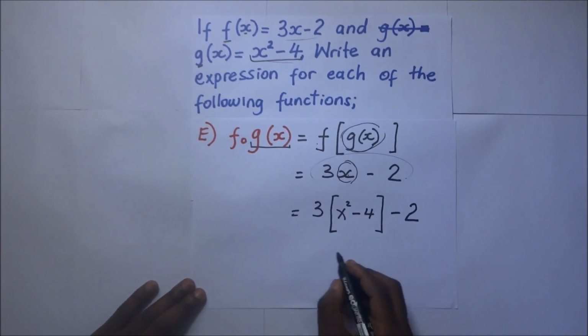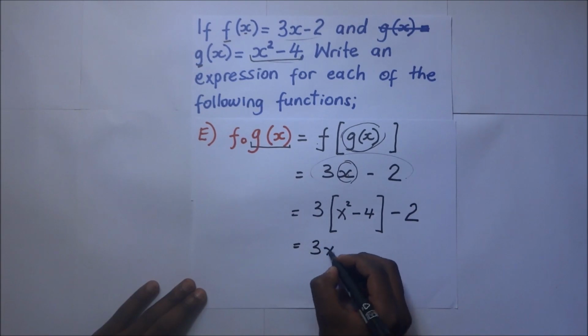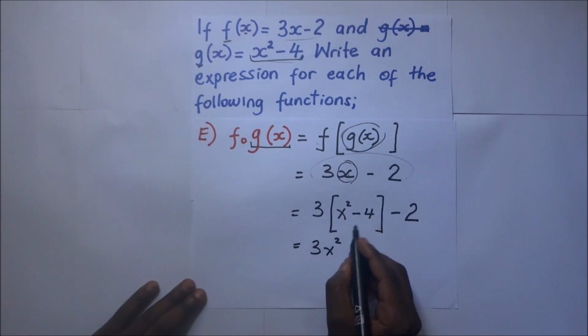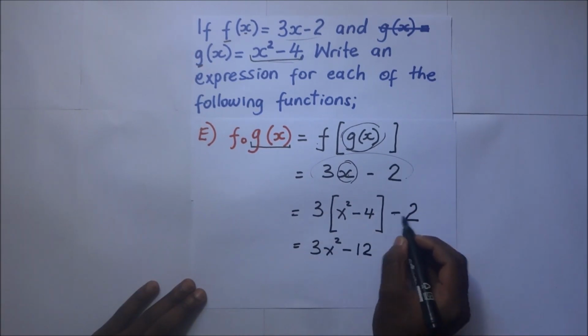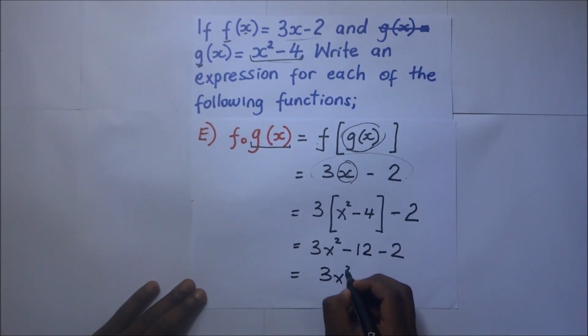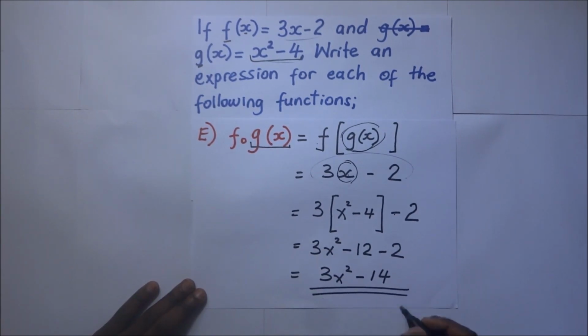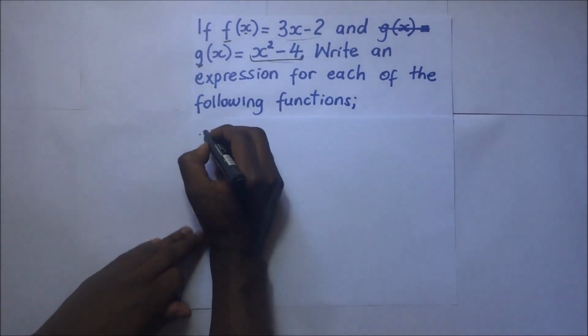And so we go ahead and simplify that. 3 times x² gives us 3x². Then 3 times negative 4 is negative 12, minus 2. And we shall end up with 3x² - 14, since negative 12 minus 2 is negative 14. That's pretty much it. Then we have g ∘ f.